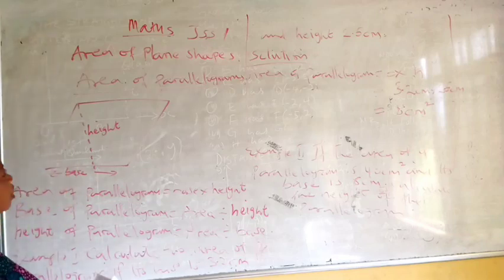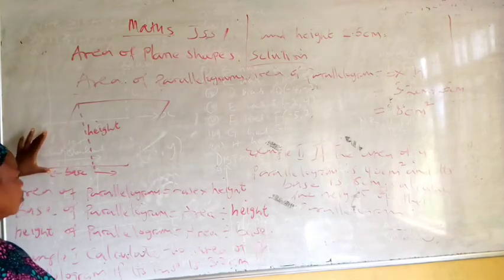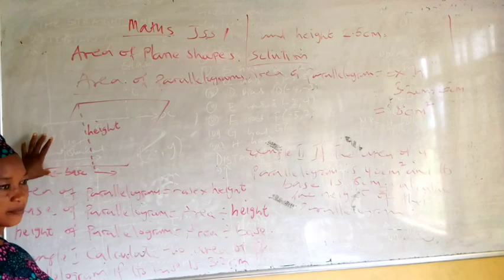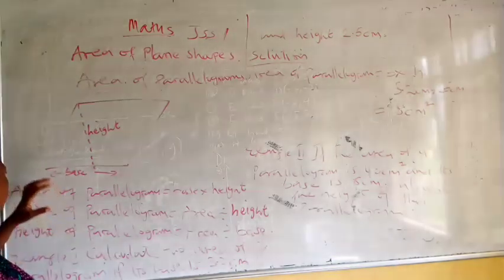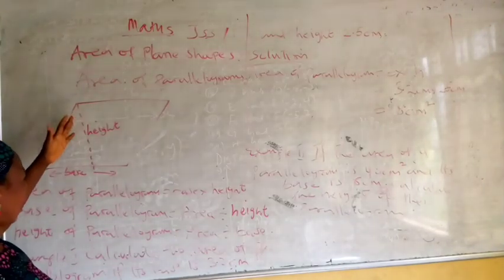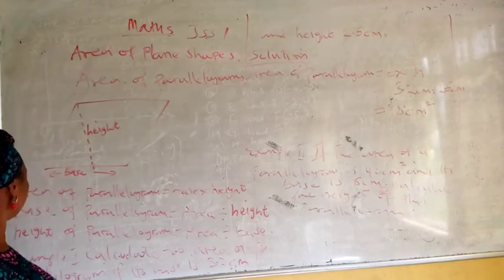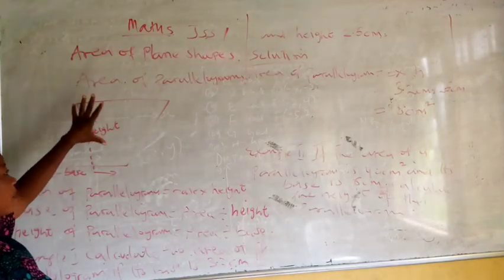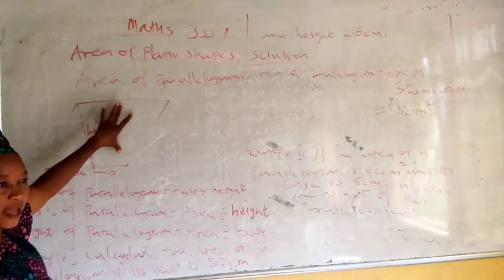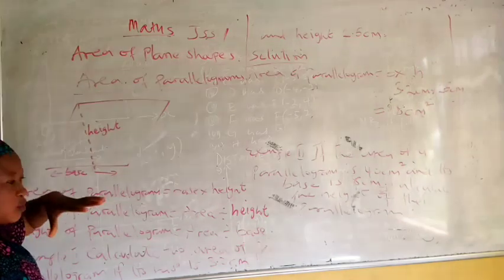Today, we are still on plane shapes. We want to discuss area of parallelograms. A parallelogram has 4 sides, and the 2 opposite sides are parallel to each other. Where there is a height inside, and the base corresponding to the height. A parallelogram can have 2 heights and 2 bases. We are still coming to that.